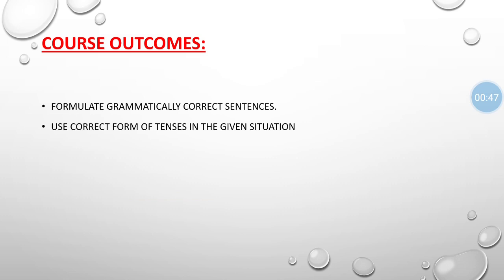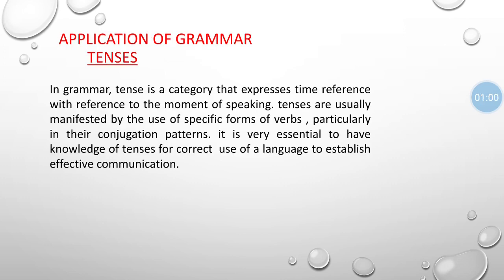Course outcome: formulate grammatically correct sentences. Students use the correct form of tense in the given situation, or use the tenses in a given example properly. Application of grammar tenses. In grammar, tense is a category that expresses time reference with the moment of speaking. Tenses are usually manifested by a specific form of the verb, particularly in their conjugation pattern. It is very essential to have knowledge of tenses and correct use of language to establish effective communication skills.